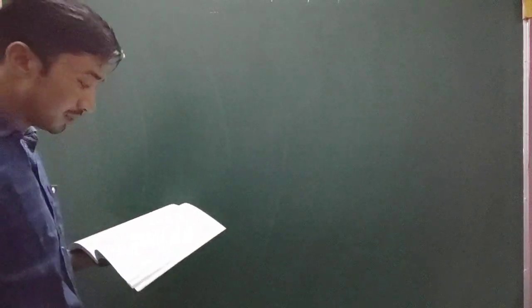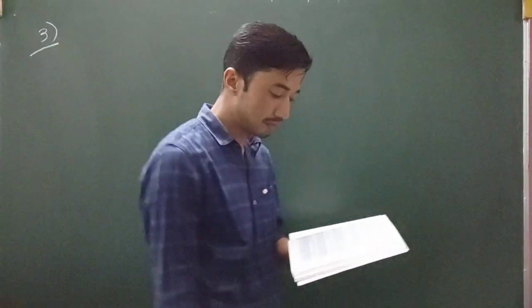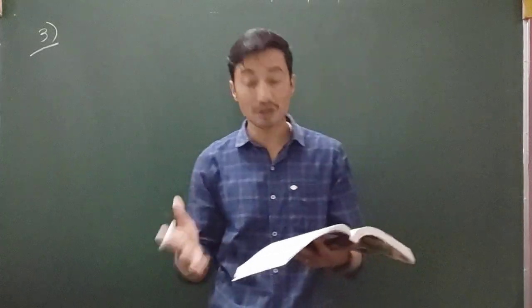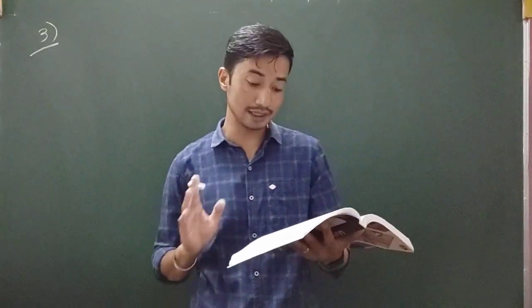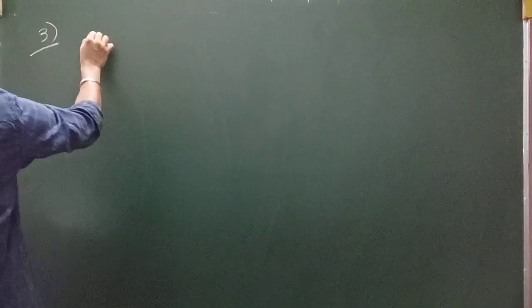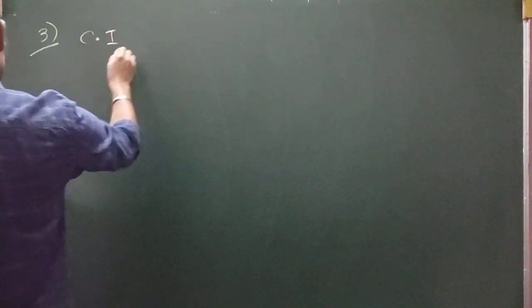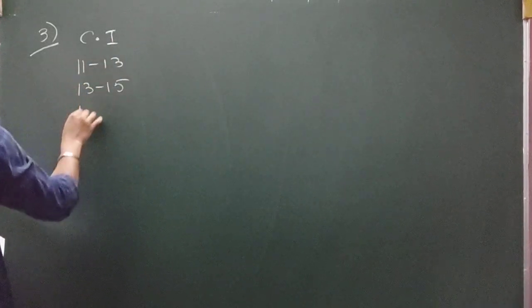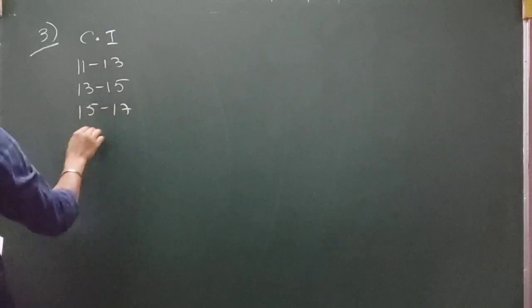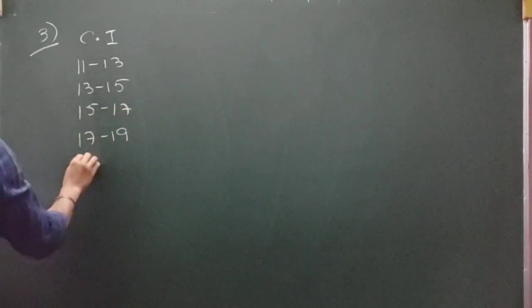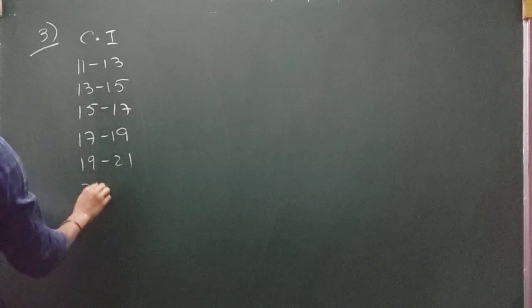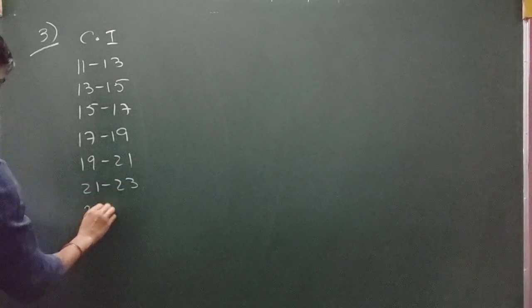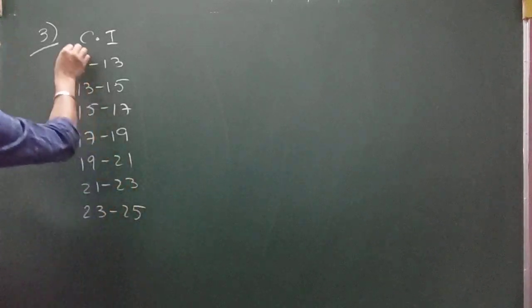So yeah, question number 3, let's do. The following distribution shows the daily pocket allowance of the children of a locality. The mean is already given, my dear students, it's 18. Find the missing frequency, f. So class interval, let's write down: 11 to 13, 13 to 15, 15 to 17, 17 to 19, 19 to 21, 21 to 23, 23 to 25.